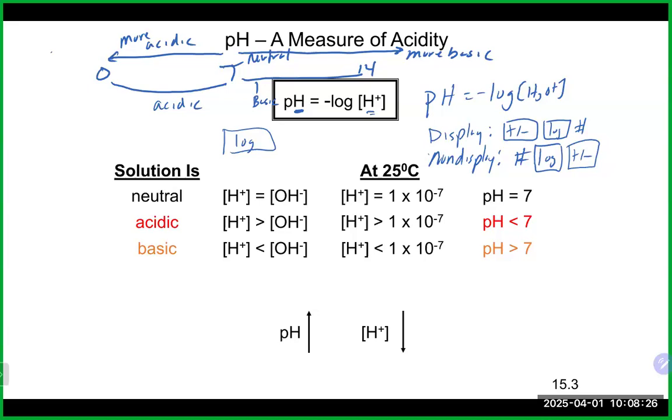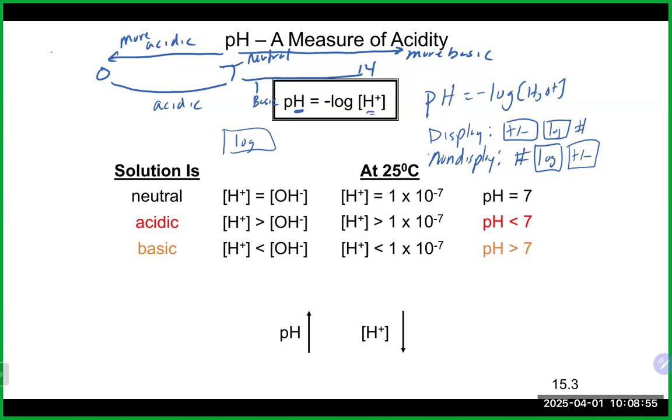So if the H plus concentration equals the OH minus concentration, then you will have a H plus concentration of 1 times 10 to the minus 7, and that will give you a pH of 7 on the nose for neutral. And that is what we're going to go with in this class. That 7 on the nose is neutral. Anything above it or below it is slightly acidic or slightly basic, depending on which way you go.